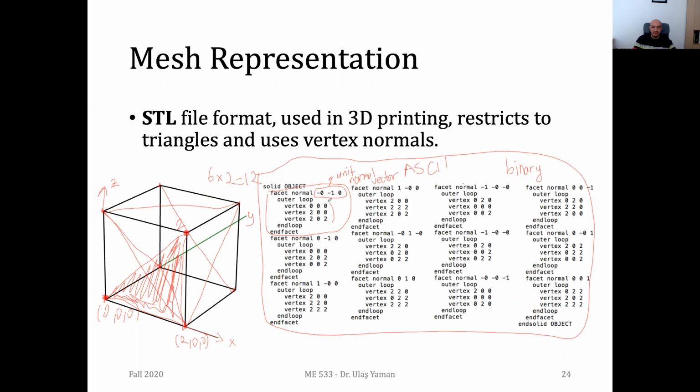So that's why its normal is 0, -1, and 0, which means that it has a normal vector in the minus y direction. This is how we represent the triangle. And if you do it for all the triangles, then you will be done with this STL file, or the triangulation of this simple cube having dimensions of 2. Any questions, guys, regarding the triangulation, regarding this mesh representation or the STL files?